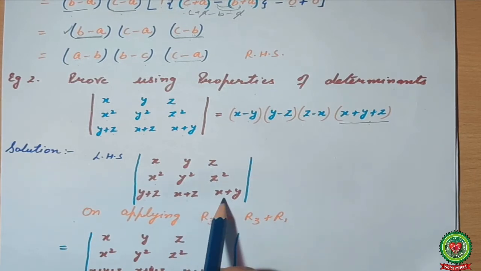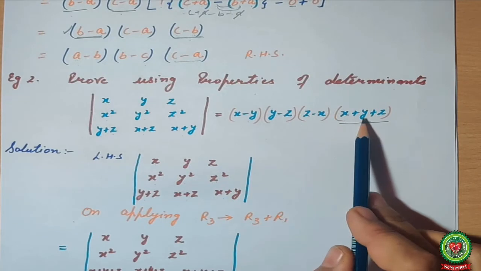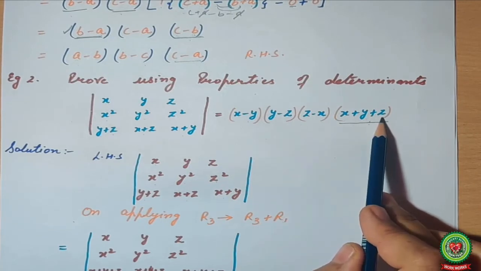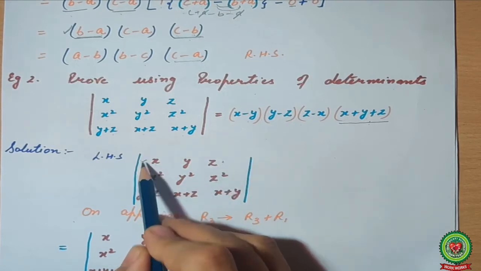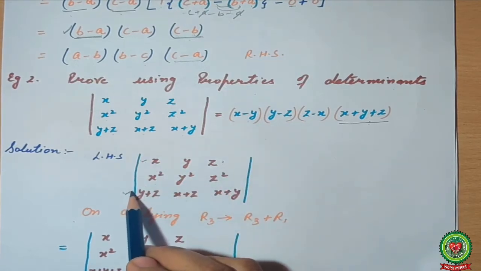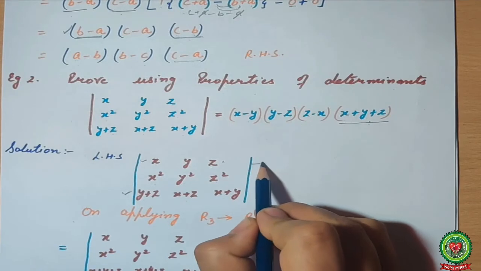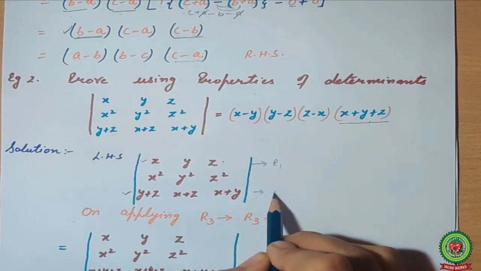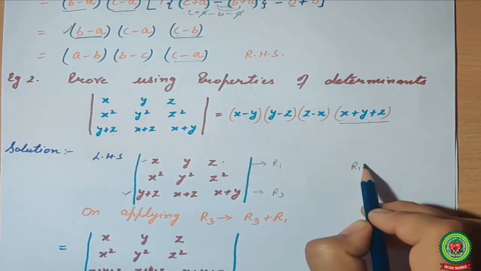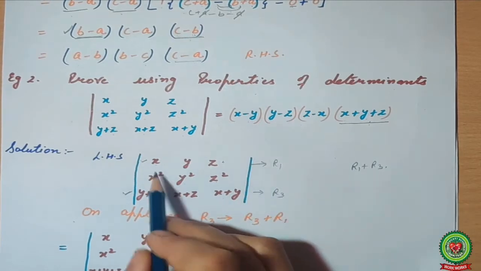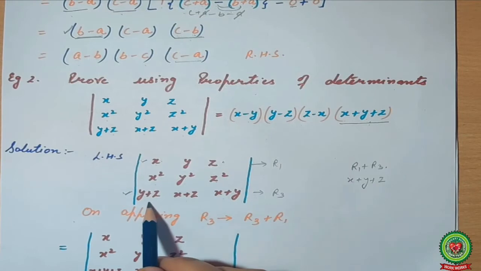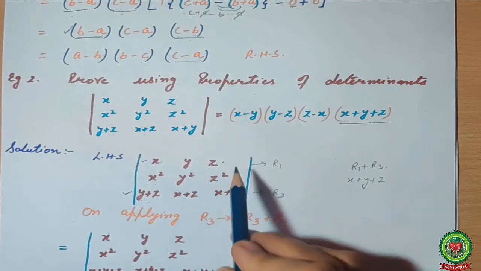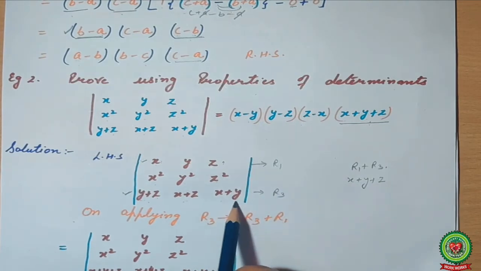Now, I want x plus y plus z. So, if I add first row and third row, the elements are like this one, x plus y plus z. All elements are x plus y plus z, x plus y plus z, x plus y plus z.